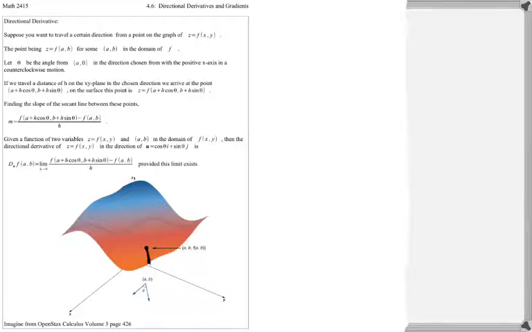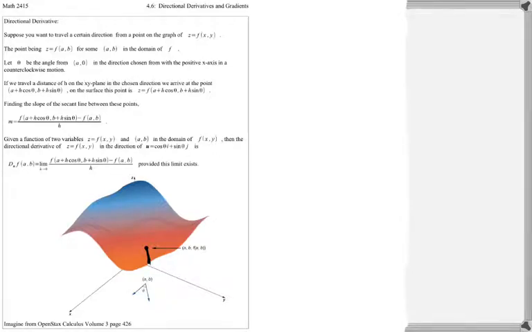secant line here. Finding the slope of this secant line between these two points, m is equal to f of a plus h cosine theta, b plus h sine theta, minus f of a, b, all over h. And so that's going to measure how much we go up or down with respect to z. So if we walk a certain direction, do we expect to go up a certain elevation or down a certain elevation?